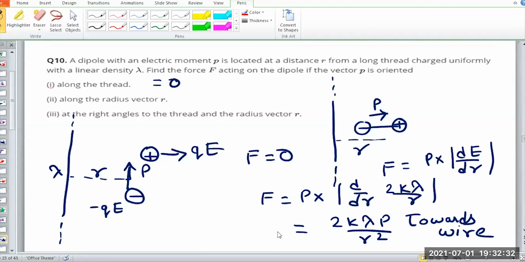No, the force is not the same. You see why? Because now the negative charge is nearer to this thread, and the positive charge is farther from the thread. Second point is that for the negative charge the electric field will be more because this point is nearer to the thread. The positive charge is farther, so the electric field will be less. So force is less, field is less, and distance is more. Field is more and distance is less. So net force is in favor of the negative charge. So net force is towards the wire.